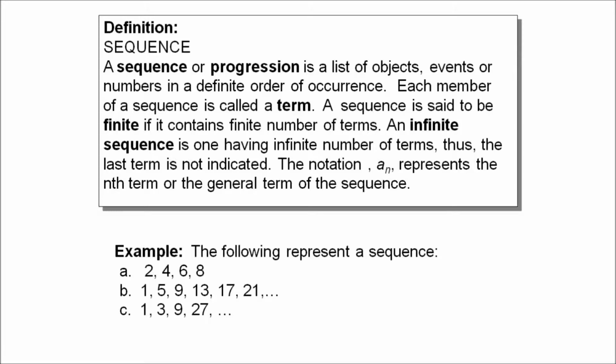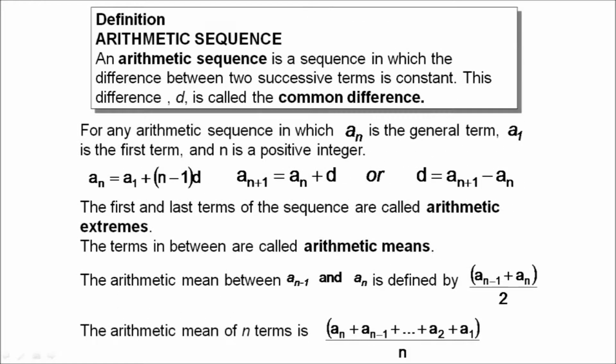For each sequence here, 2, 4, 6, 8 is known as a finite sequence because it contains a finite number of terms. There are only 4 terms. Letters B and C are examples of infinite sequences because the last term is not indicated. Then there are 3 types of sequence. The first one we're going to discuss is the arithmetic sequence.